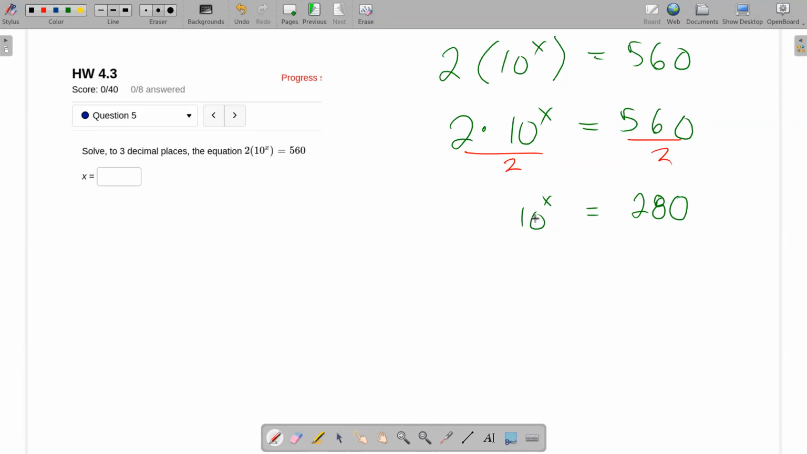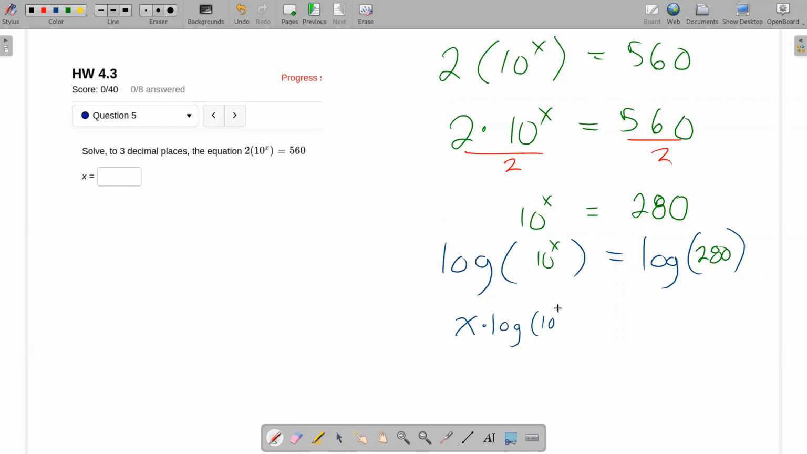Now, since I have the base to the power alone, this is where the idea of a logarithm comes in. So what I do is I say, all right, I'm going to take the logarithm of each side. What's on each side? Well, this side happens to have a 10 to the x. This one happens to have a 280. There's 2 ways to proceed. I'm going to go with the standard way and then show another trick. But the standard way is to say, well, the log of a base to a power, the power pops out. So I get x times log of 10.